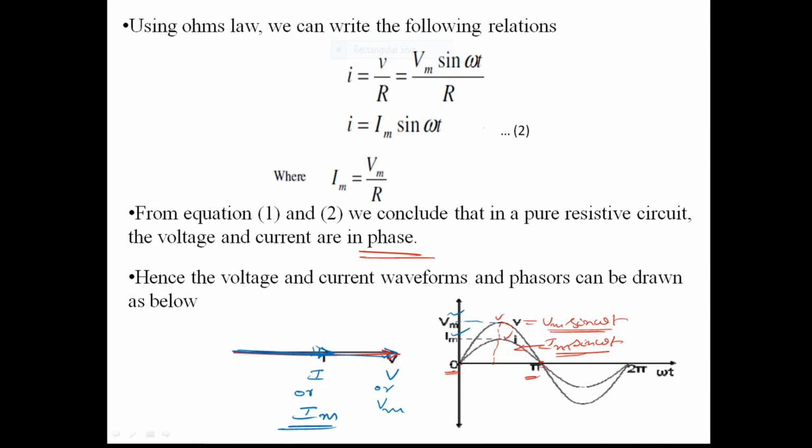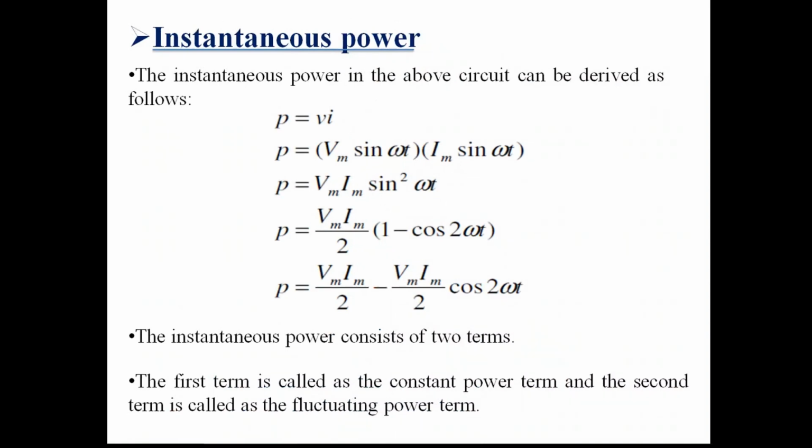Likewise, in case of a pure resistive network, when a sinusoidal voltage is applied, the current is in phase with the sinusoidal voltage. Now let us find out the instantaneous power. The instantaneous power expression is given by power is equal to V into I, that is, instantaneous voltage into instantaneous current. What is V? We have expressed V as Vm sin omega t, and I as Im sin omega t. Then taking Vm Im out, sin omega t into sin omega t we can write as sin square omega t.